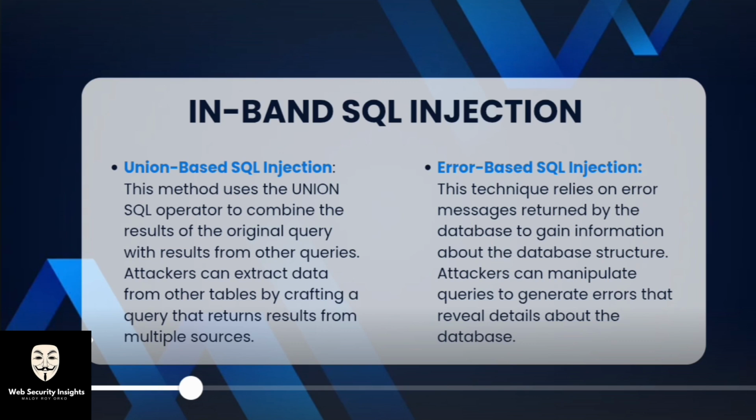In-band SQL injection. There are two types in in-band SQL injection. So what is union-based SQL injection? This method uses the UNION SQL operator to combine the results of the original query with results from other queries. An attacker can extract data from other tables by crafting a query that returns results from multiple sources.